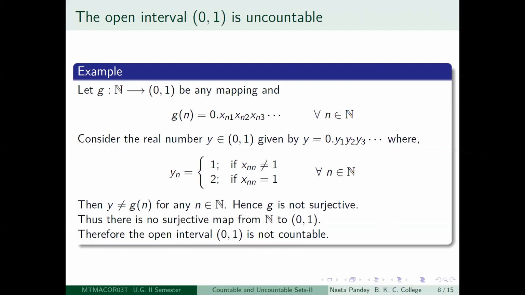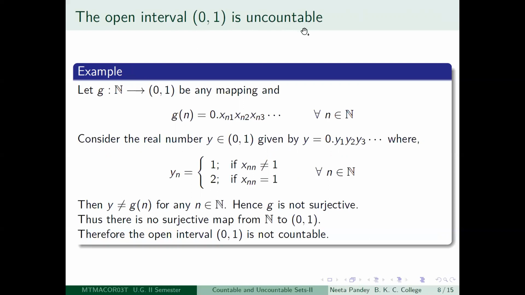This result has several proofs in literature. The one which we have chosen here is Cantor's diagonal argument. This is very beautiful, so let us see how we do this. We are going to use the fact that any real number has a decimal expansion. So my interval is the open interval (0, 1). That means the real numbers are greater than 0 and less than 1. The set of all real numbers between 0 and 1, that is my set. And I want to say that this is an uncountable set.